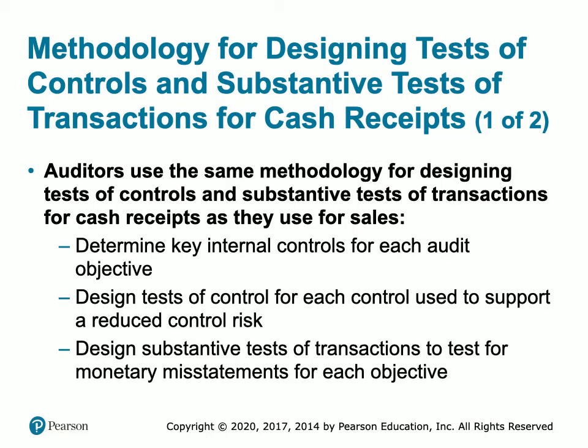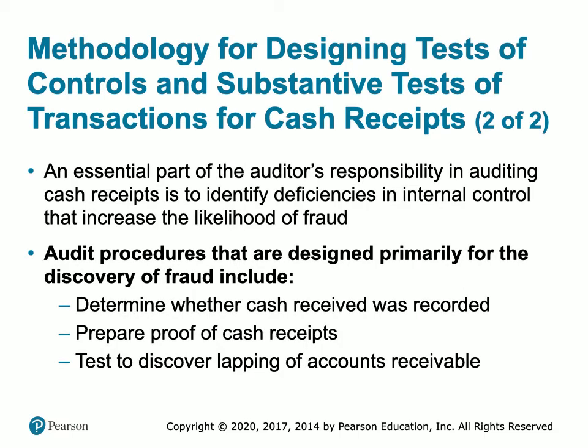So how do you design tests of controls and tests of transactions for cash receipts? You use the same methodology as for sales, right? You look at internal controls, you look at the control risk, and then you design the test for monetary misstatements, right? Again, cash receipts reduce accounts receivable, but they increase cash. So from a total asset standpoint, it should be a push. This one is usually a lot less risky unless there's fraud involved where somebody's misappropriating cash receipts, right?